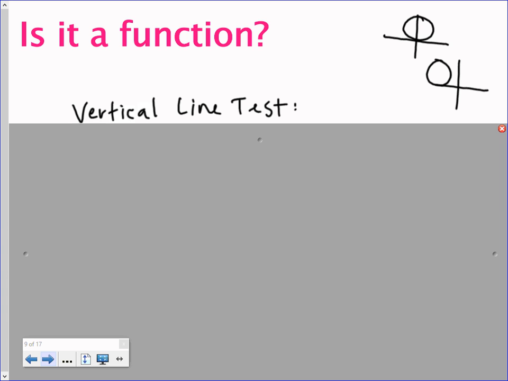I heard Mason. Mason, I know you said something. Can you share with us your definition of a function? Every x value can only have one y. Every x has only one y.